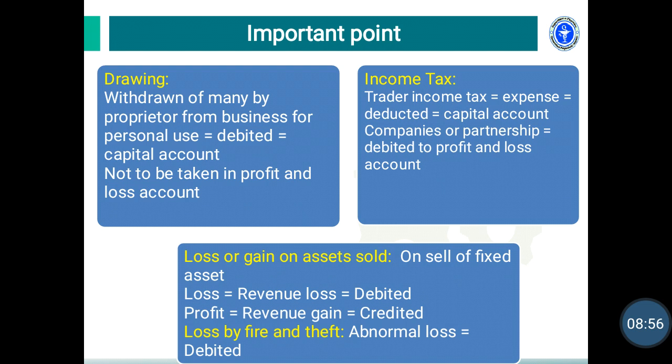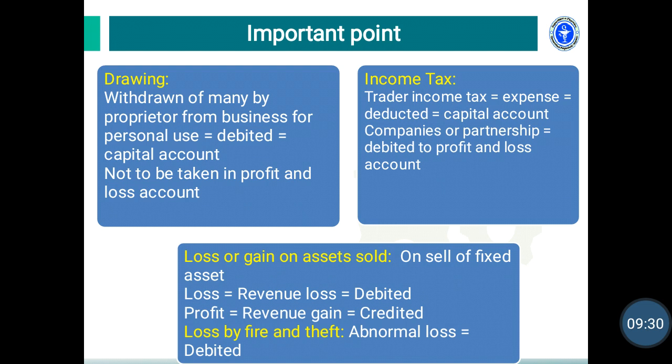Sometimes business enterprises may sell their fixed assets. Fixed assets include furniture, machinery, building. The loss on sale of a fixed asset is treated as a revenue loss, and it gets debited to the profit and loss account, while the profit made on sale of a fixed asset is treated as a revenue gain, and it gets credited to the profit and loss account.